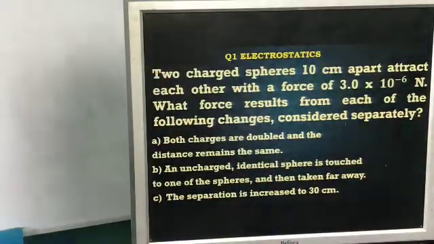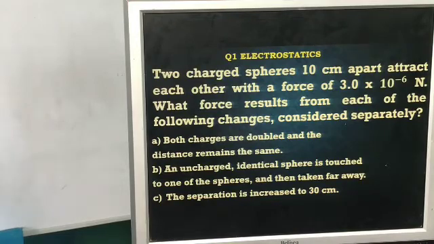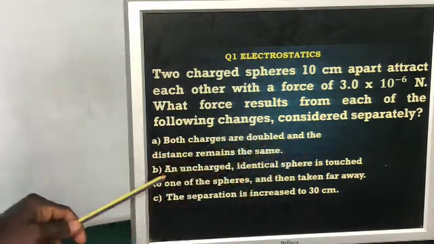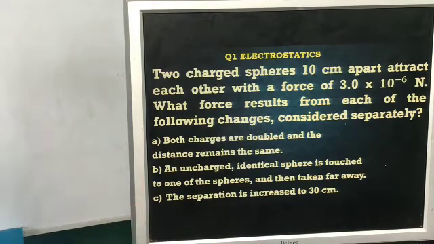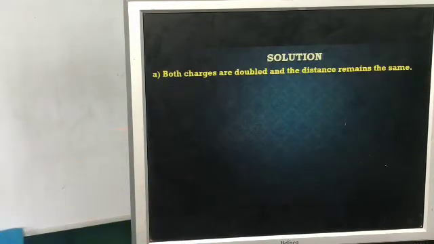So we start with the first question. The question was on electrostatics. It reads: two charged spheres, 10 centimeters apart, attract each other. The key words are attract each other with a force of 3.0 times 10 raised to the power negative 6 newtons. What force results from each of the following changes, considering them separately?